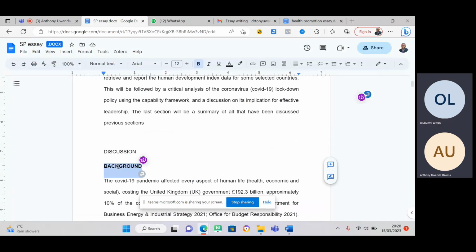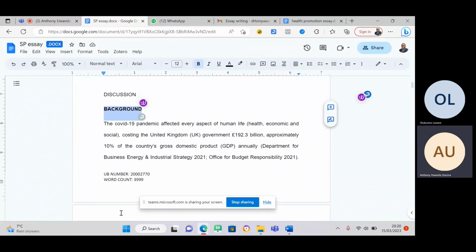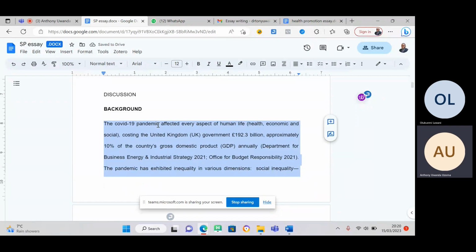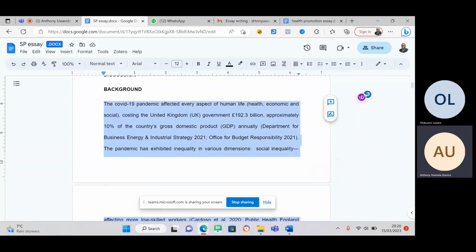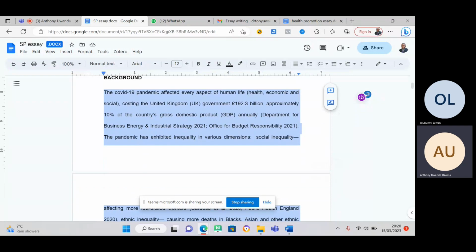You start with your background. Now you need to listen attentively. So every essay starts with what? Background. Now there are 2 major parts of an essay. The first part is the theory, which is the course that you are reading. The course is called social policy, is it not? The second part is the topic that you want to write about. So you have to balance these 2 sides and make sure that one is not bigger than the other.